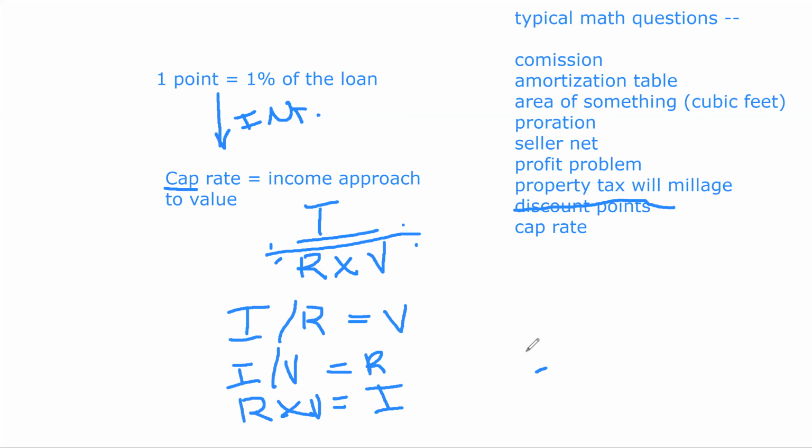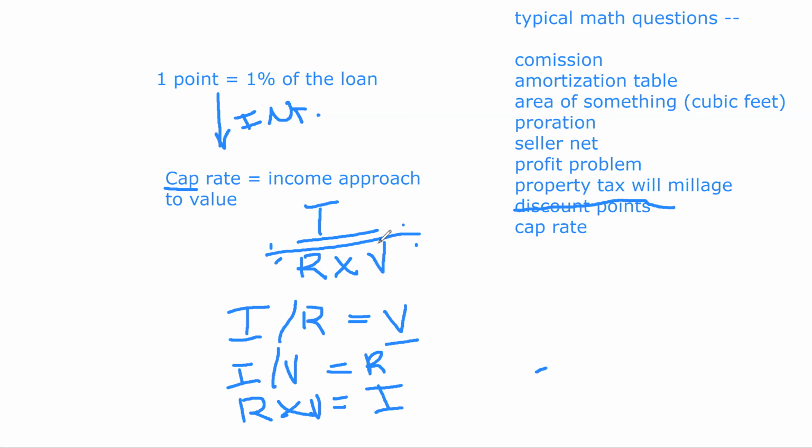So what happens is this. In a cap rate problem, when you're doing capitalization rate, if they're asking you to find the value, you would be dividing the income by the rate, okay? If they are asking you to find the cap rate, you would divide the income by the value. If you need to find the income, that is going to be the rate times the value.